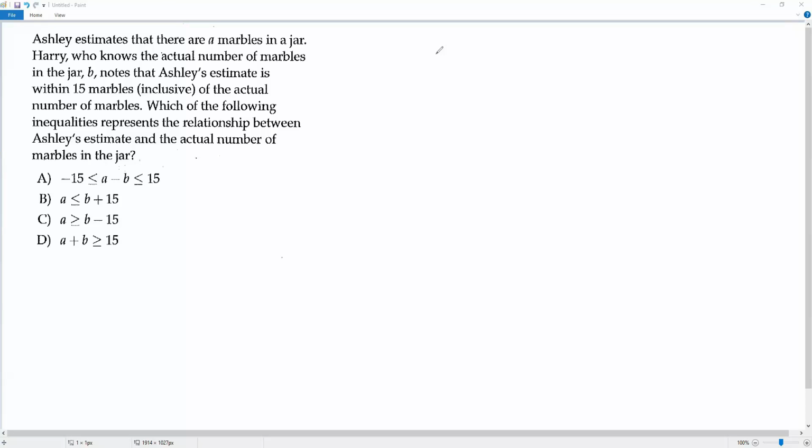Before I try to solve the problem, let me assume some numerical values for the actual number and the estimate. I assume the actual number of marbles is 100, and I assume the estimate is just X. According to the question, the estimate has to be within 15 marbles. So if the actual number of marbles is 100, what is the maximum value of my estimation? It's very simple. You just have to add 15 to this 100. Then the maximum value of my estimation will be 115.